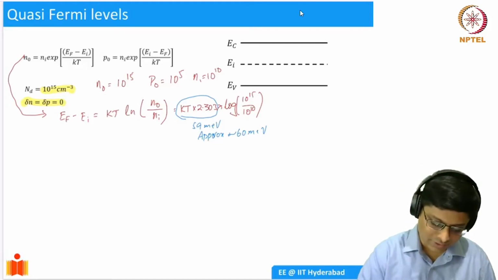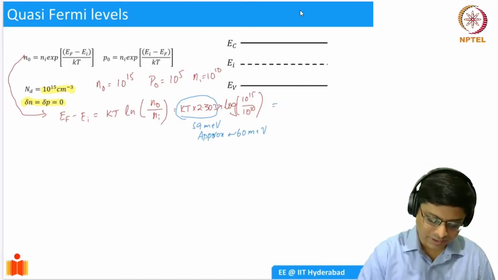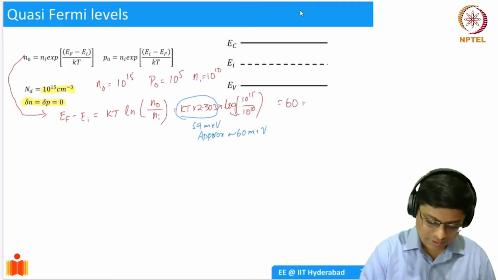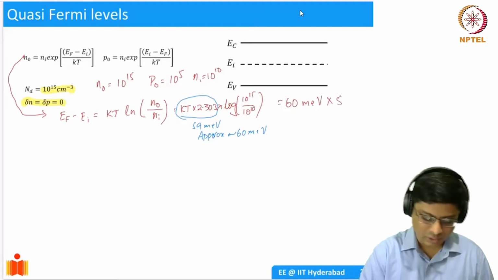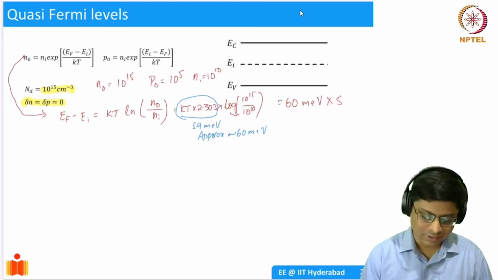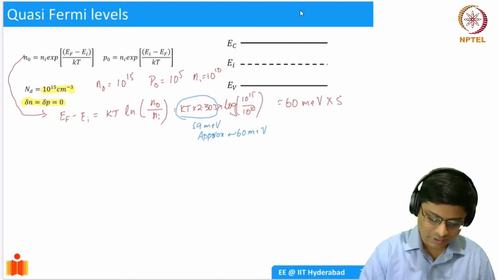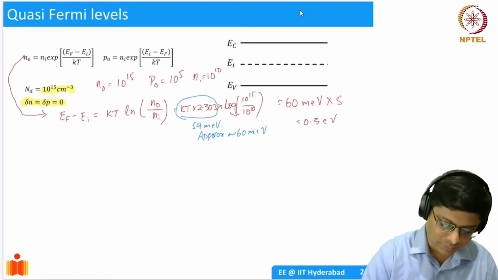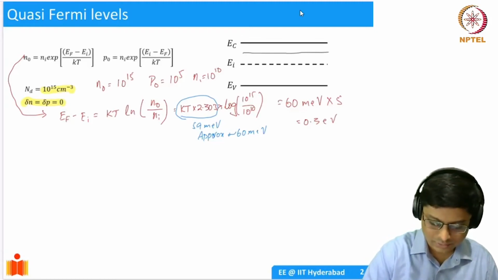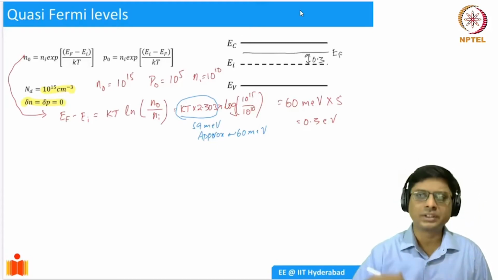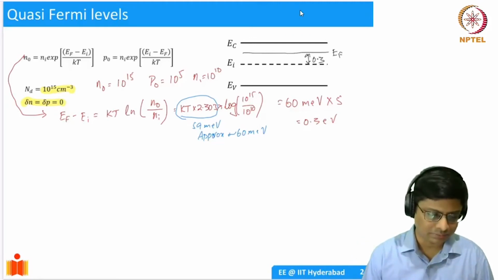So the distance of the Fermi level from EI would be 60 meV into log of 10 power 15 by 10 power 10, which is log 10 power 5. So that's 5. So this will be 0.3 eV. You could represent that on the band diagram. We have done this multiple times in the past. EF is going to be at 0.3 eV distance from the EI. As you increase doping, EF changes appropriately.